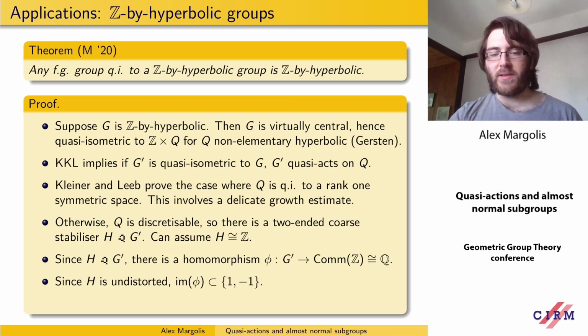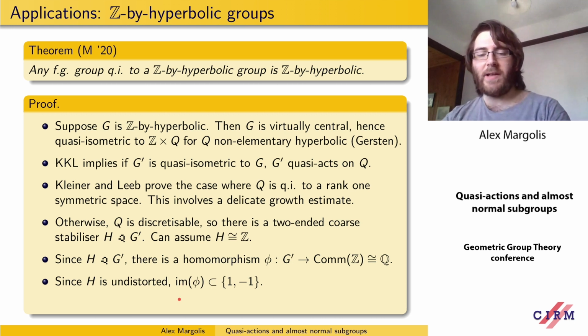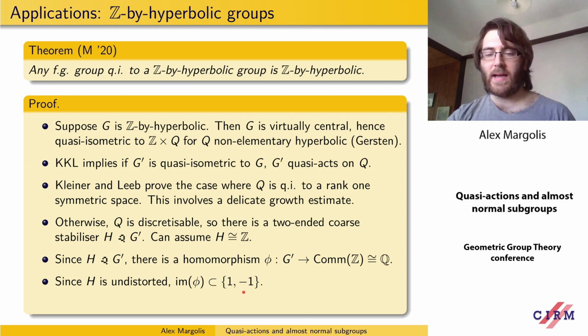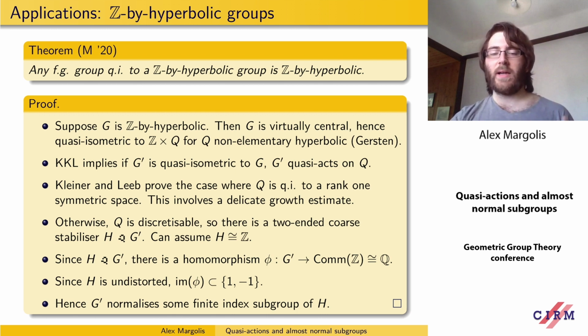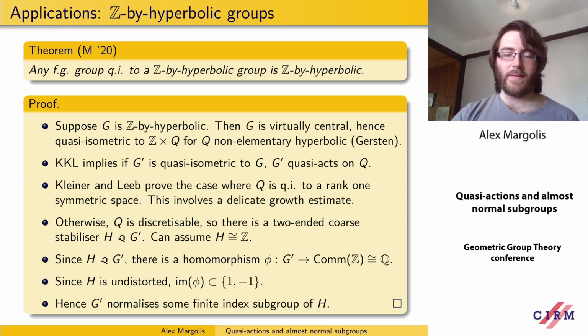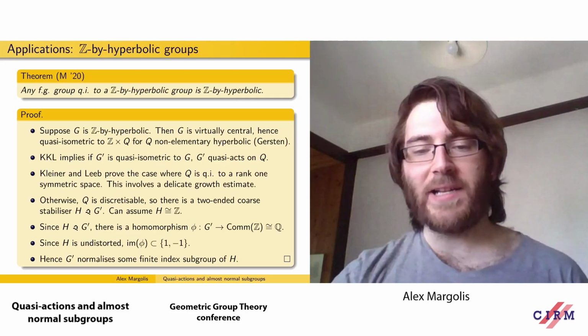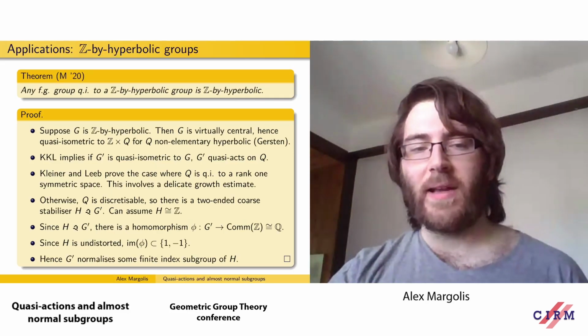But because H is undistorted, because it's quasi-isometric to Z times Q, and H is finite Hausdorff distance from the sort of Z factor in this direct product, the image of this map phi has to be contained in plus or minus 1. And that means you can pass to some finite index subgroup of H such that G prime normalizes that subgroup. And now we're done.